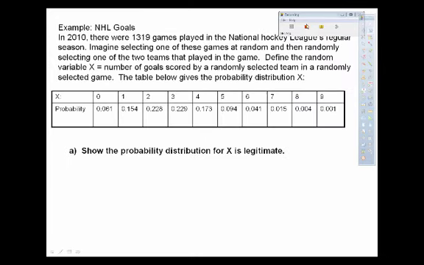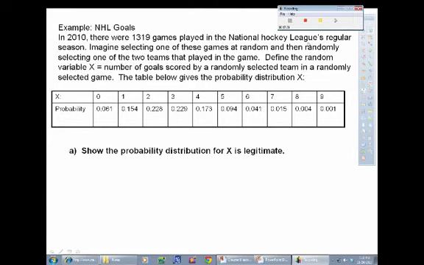Okay, so here we go. In 2010, here's an example. In 2010, there were 1,319 games played in the National Hockey League's regular season. Imagine selecting one of these games at random and then randomly selecting one of the teams that played in that game. Define the random variable X as the number of goals scored by a randomly selected team in a randomly selected game. The table below gives the probability distribution of X.